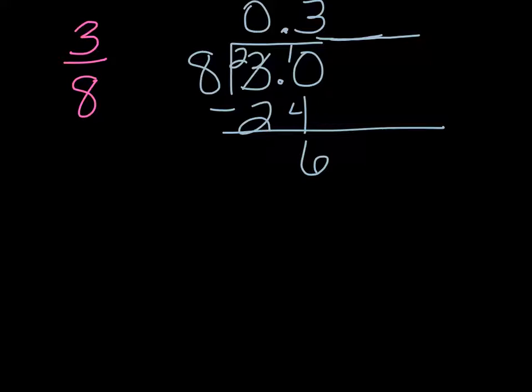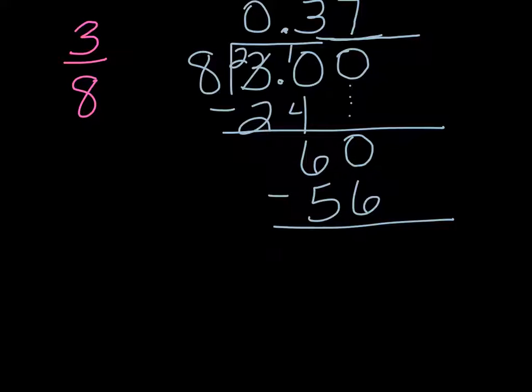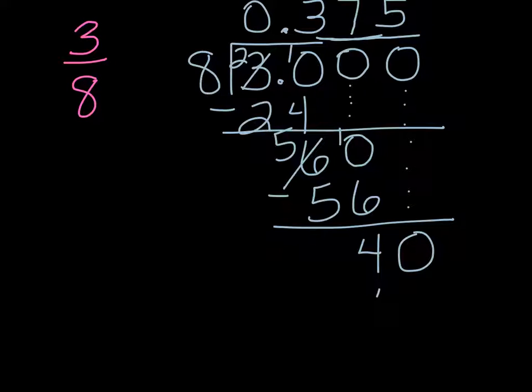8 cannot go into 6, so I add a 0 up top, drop it down. 8 will go into 60 7 times. 7 times 8 is 56. So this time I'm going to have to keep going a little bit. So same thing, I'm going to borrow. 10 minus 6 is 4. Put a 0 up top. Drop it like it's hot. 8 will go into 40 5 times, and 5 times 8 is 40.